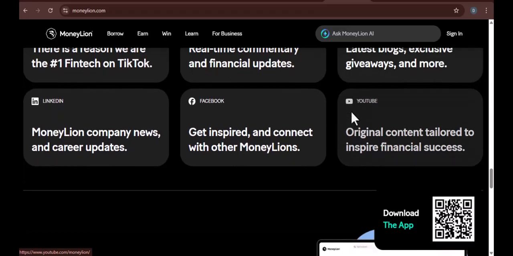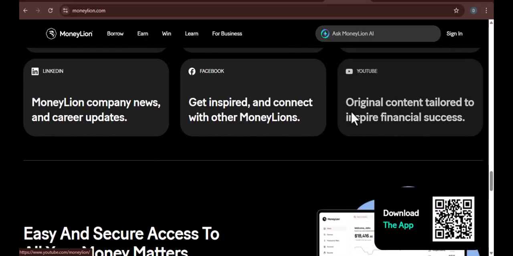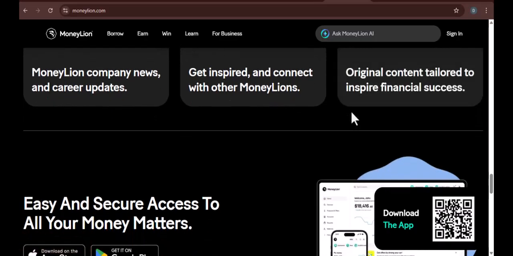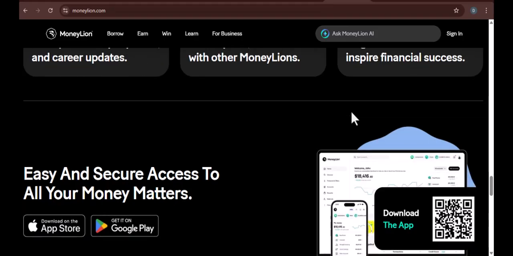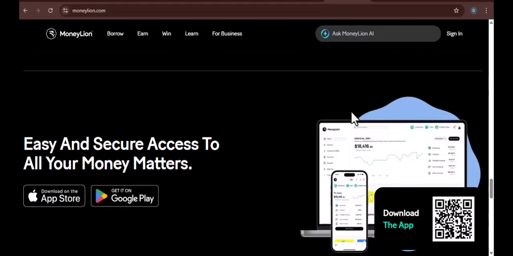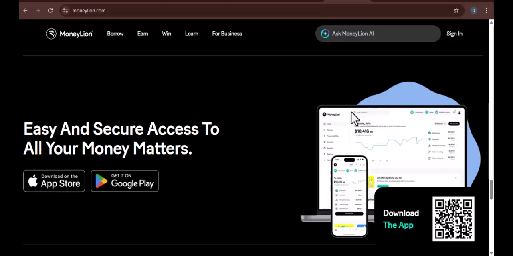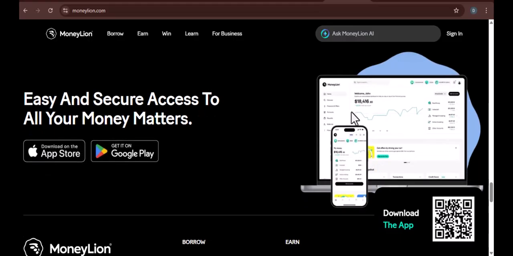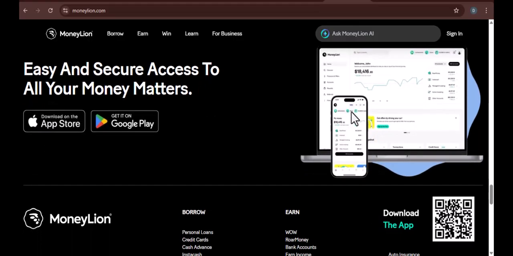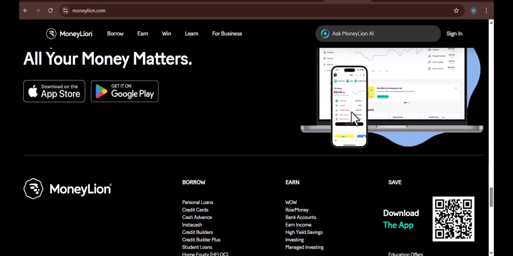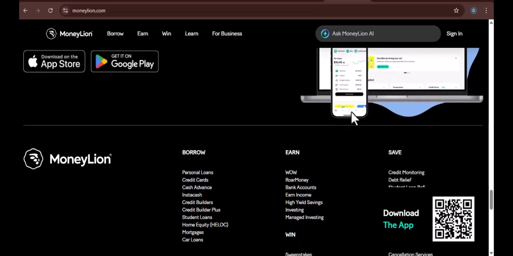Your spending habits also matter. MoneyLion looks at whether you can realistically repay the advance. If your expenses consistently exceed your income, or if your balance frequently drops to zero, the system may limit or deny your cash advance access. The goal is to ensure repayment without causing financial stress.